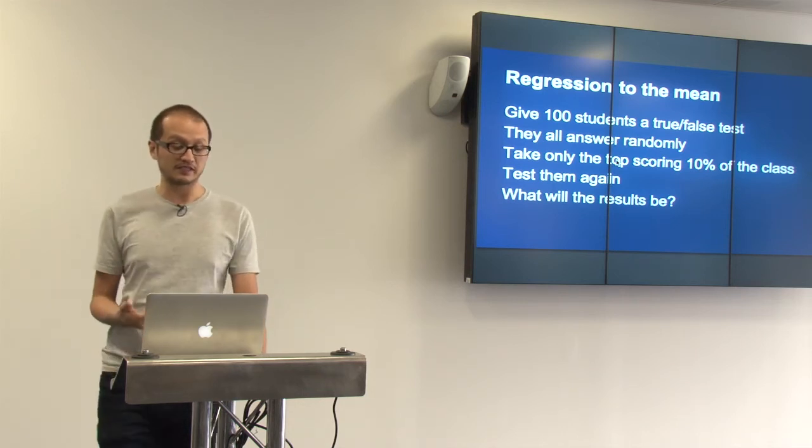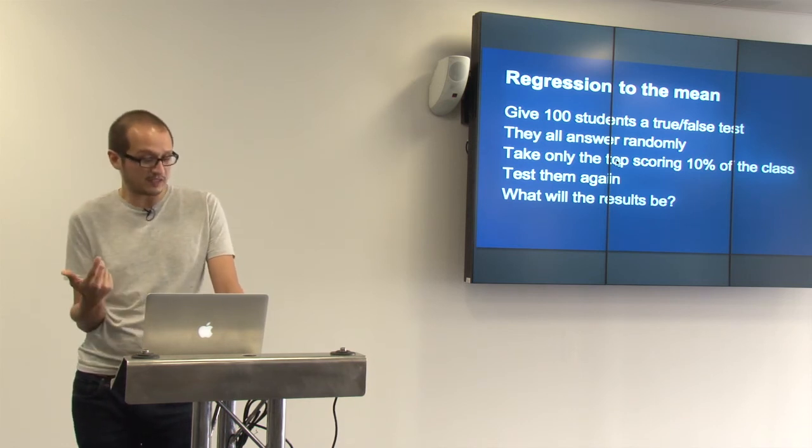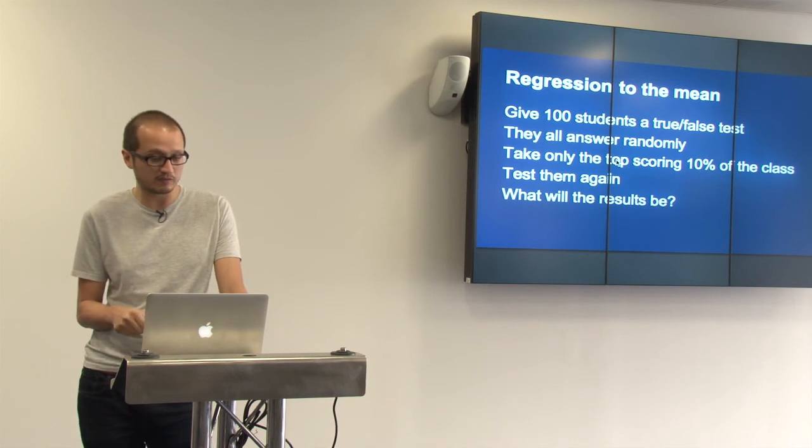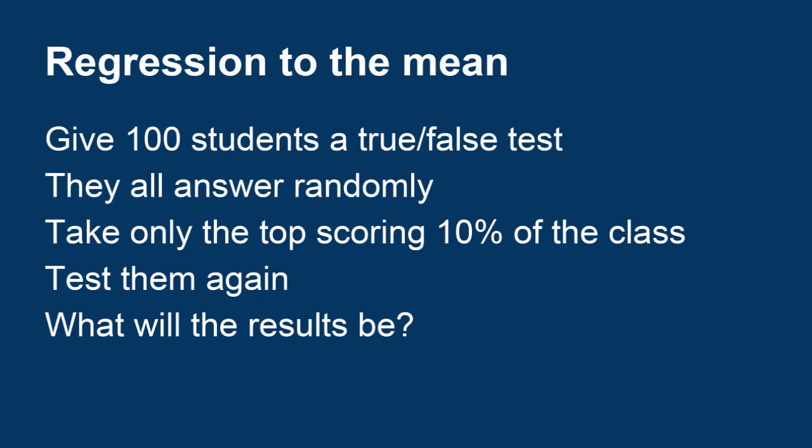So this is interesting, I think. This is regression to the mean, and I'll give you an example. I think this comes from Wikipedia actually, so you can look at that article on regression to the mean. But this is an example. You have 100 students. You give them a true or false test, so they can only answer true or false.